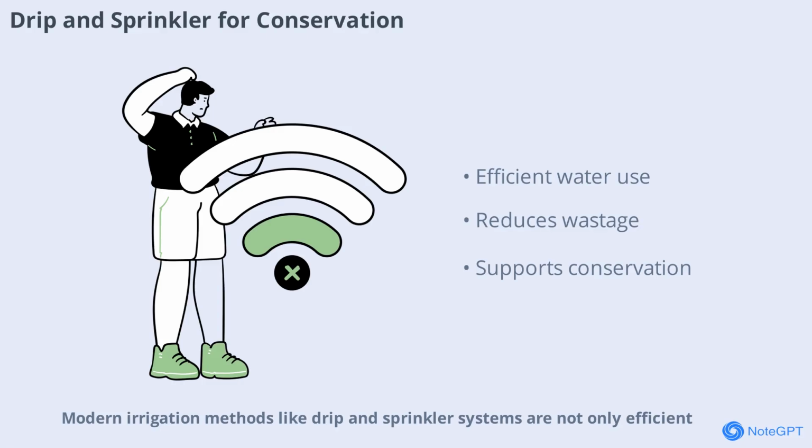Modern irrigation methods like drip and sprinkler systems are not only efficient for crop growth, but also play a significant role in water conservation. By delivering water directly to the plant roots or simulating rainfall, these systems minimize wastage and ensure optimal use of water resources. Adopting these methods can greatly reduce the overall water demand in agriculture.